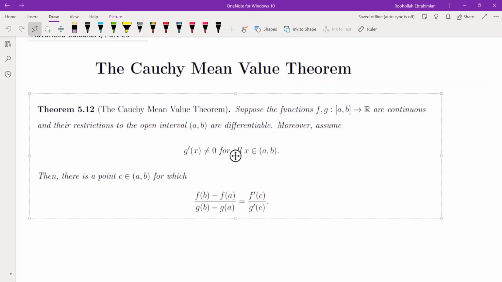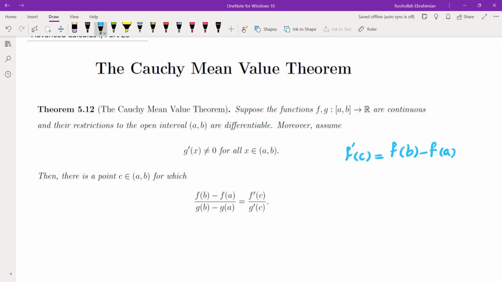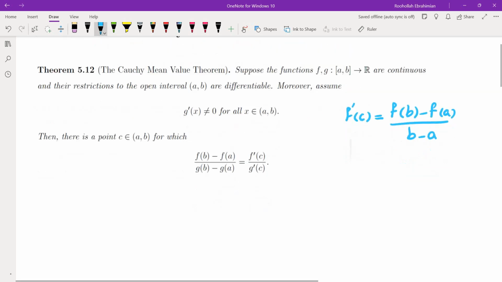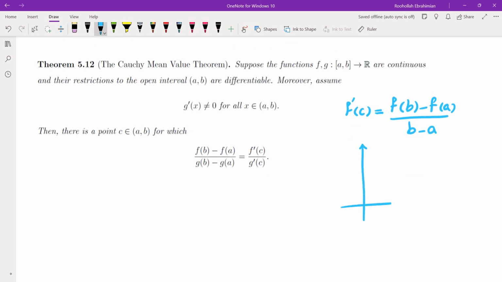The mean value theorem told us that if you take a function under certain conditions, that it is continuous over the closed interval and differentiable over the open interval, then there is some c such that f prime of c is equal to f of b minus f of a over b minus a. And the way you could interpret that was that if you look at the graph of the function, the average rate of change is the instantaneous rate of change at some point.